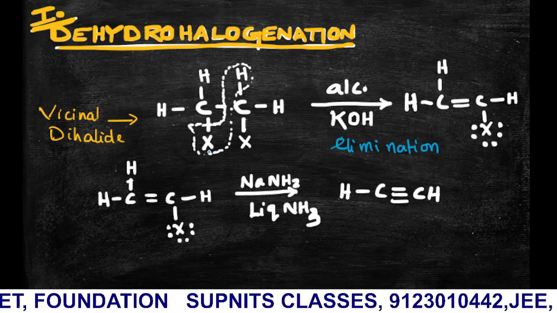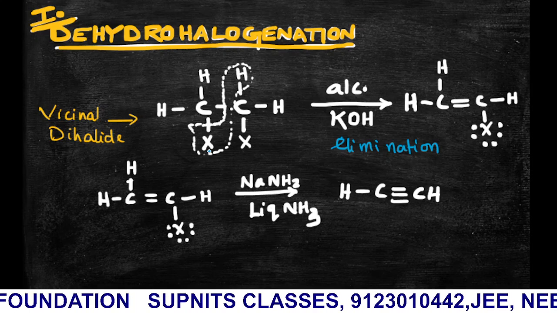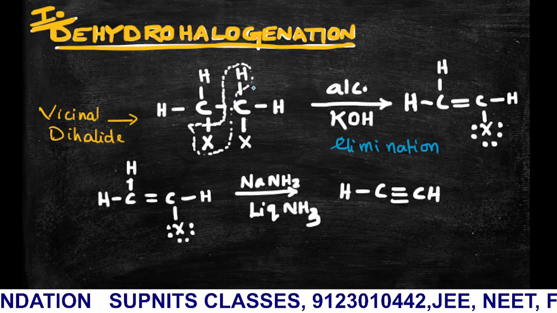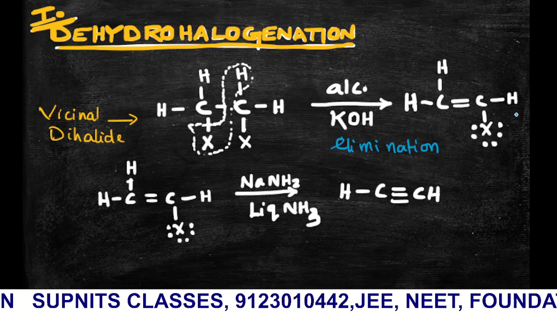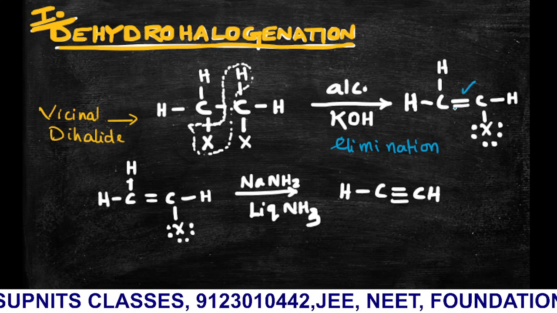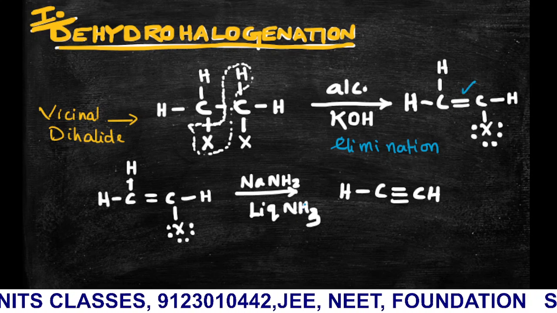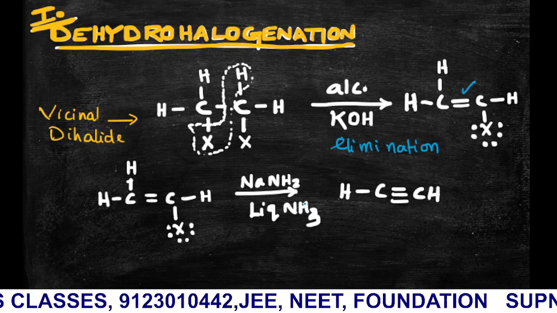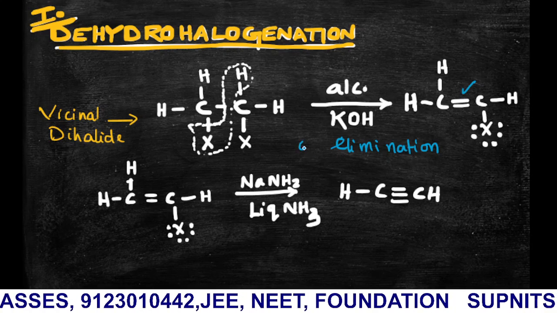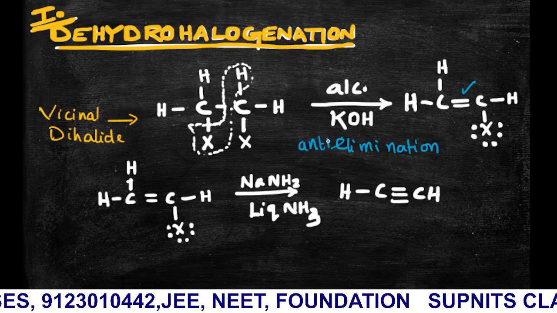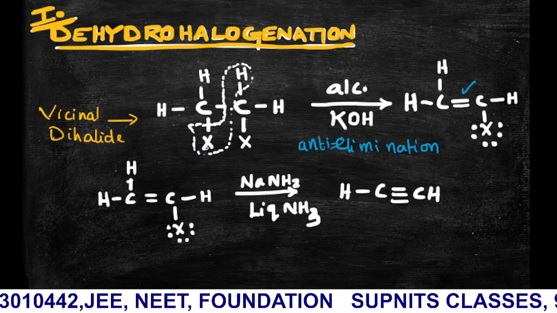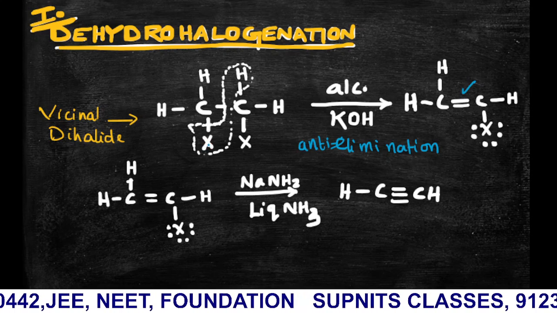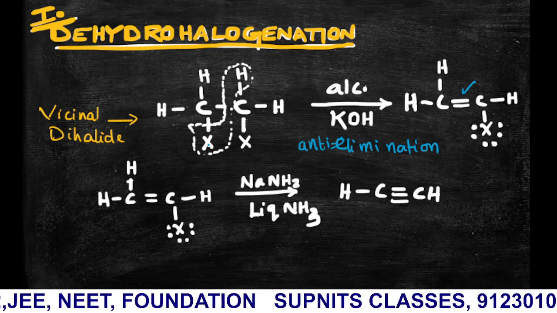Wherein the halogen from one carbon and hydrogen from the adjacent carbon will be eliminated and we will be getting a double bond over here. Here the elimination is anti-elimination. That means if the X or the halogen is taken from one side of the carbon, from the other carbon the hydrogen will be taken from the opposite side.